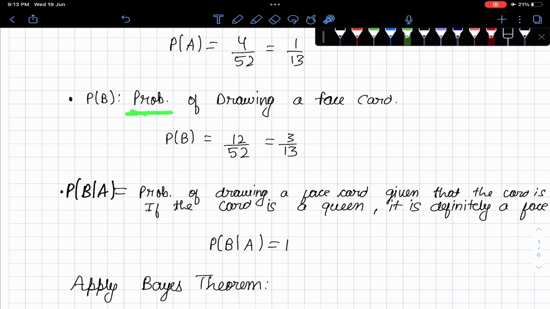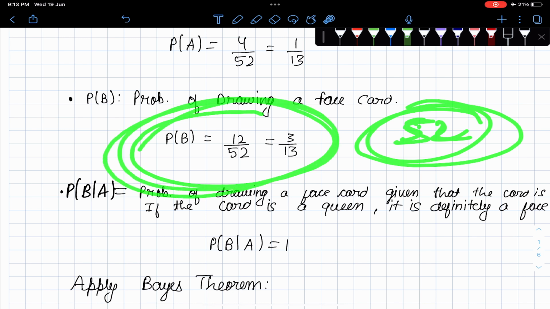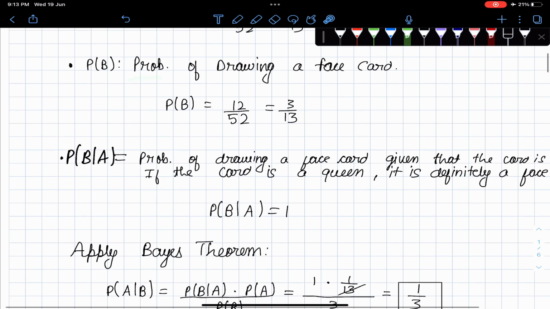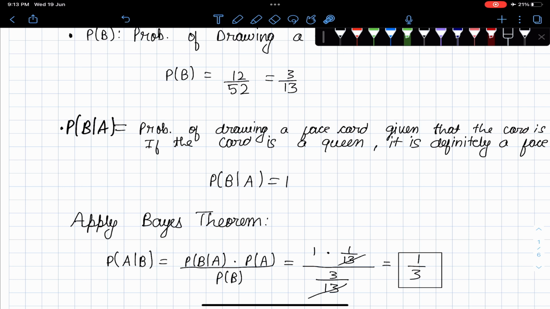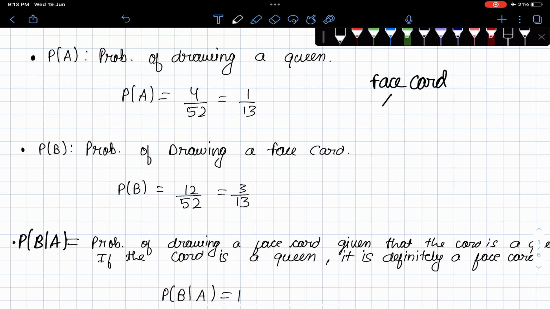What is the probability of drawing a face card in the whole 52 cards? Remember, we are not actually applying it, we are just finding the probabilities to use in the Bayes theorem. Event B says the probability of B is the probability of drawing a face card. So what is the probability of getting a face card? In a face card we have actually three cards.